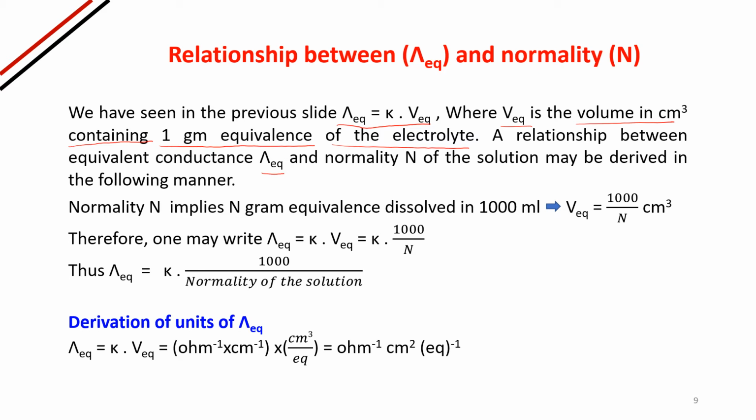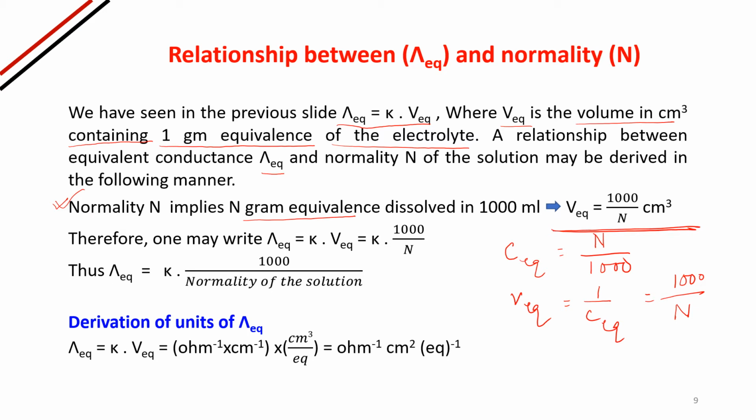How? Let us see. If N is the normality, it means that N gram equivalence is dissolved in 1000 ml. So what is the concentration? C equivalence is equal to N divided by 1000. Okay, this is C equivalence, and we know that V equivalence is equal to 1 by C equivalence. So it is 1000 by N. That I am getting here. V equivalence is equal to 1000 by N centimeter cube.